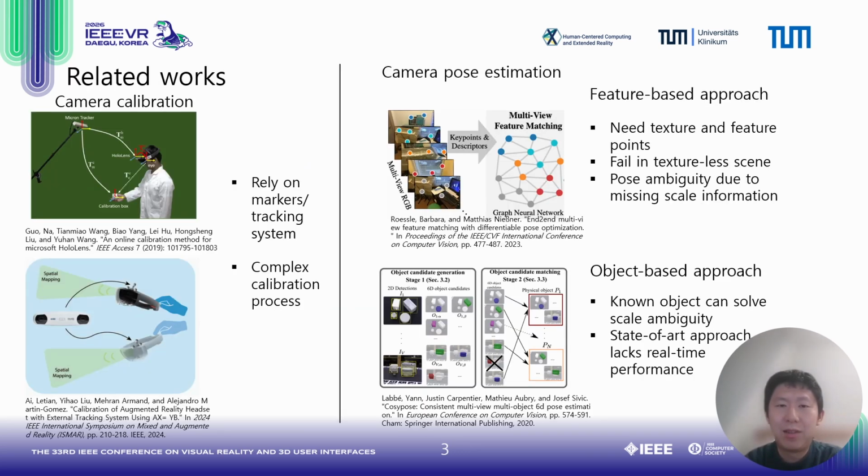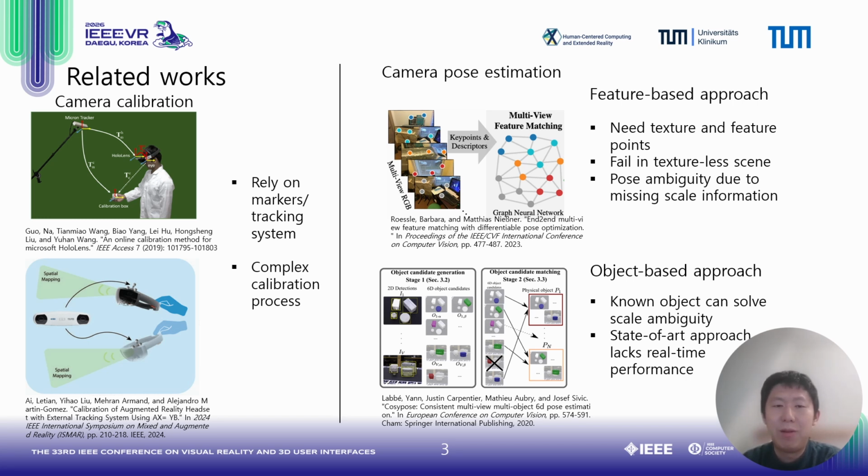There are some related works regarding camera calibration and camera pose estimation. Camera calibration means the measurement of intrinsic or extrinsic parameters based on markers or tracking systems. This can be very complex, considering the markers and the actual systems. Camera pose estimation, as an alternative, determines the camera pose, position and orientation relative to the reference frame using semantic information in a markerless setup.